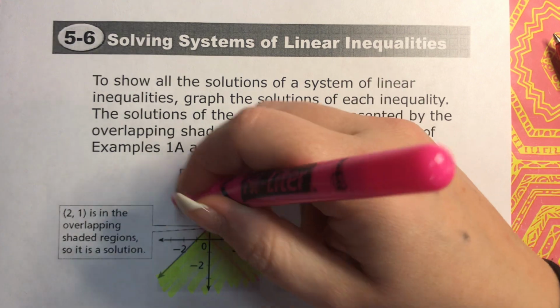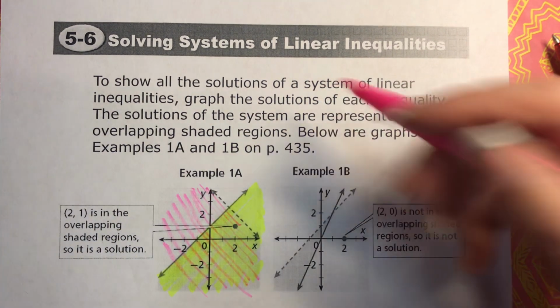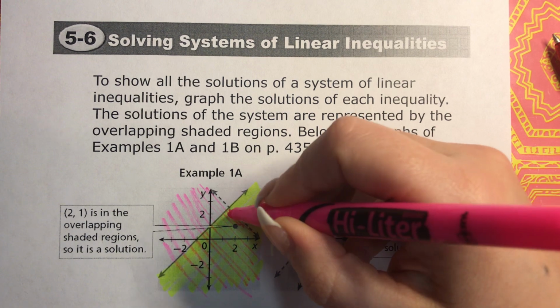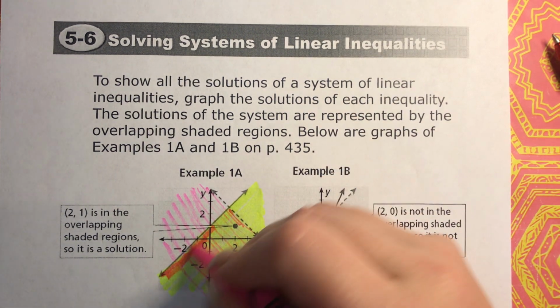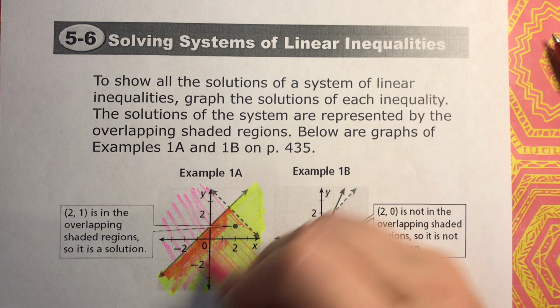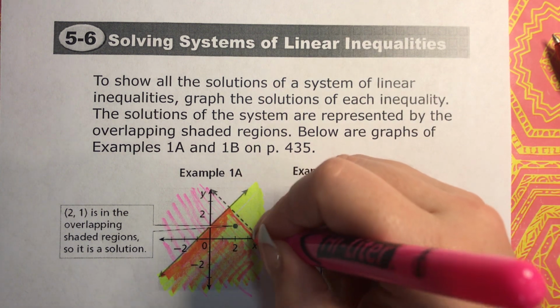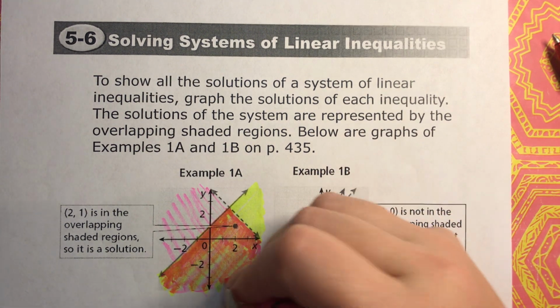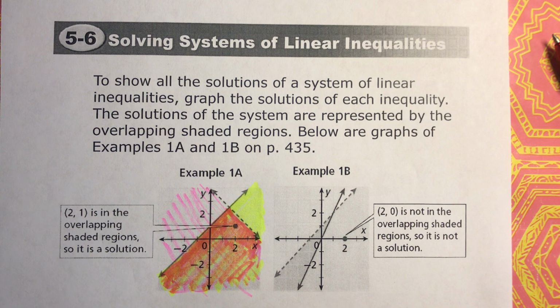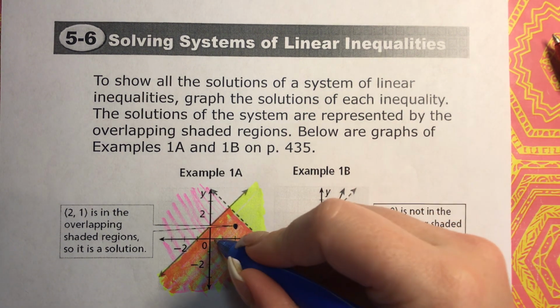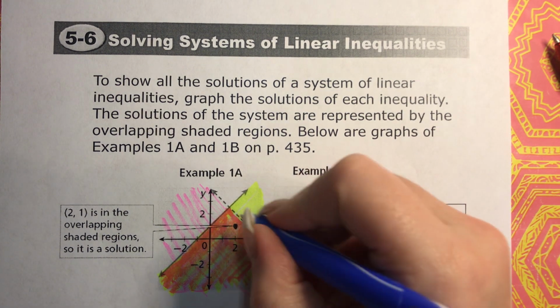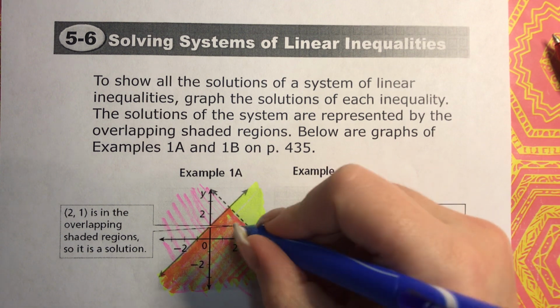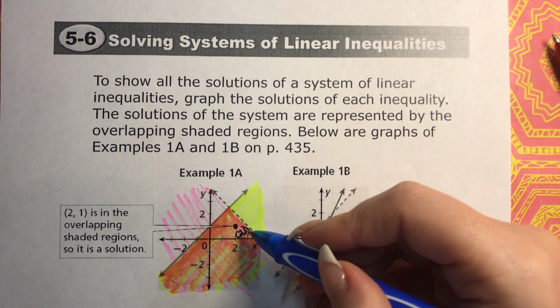But notice that in this section here, this is where both of the shaded regions overlap. And that overlapping, that's what this problem is talking about. These are where the solutions lie, in the overlapping, where both of these linear inequalities overlap. So if you see this point right here, which is 2, 1, this is a solution.